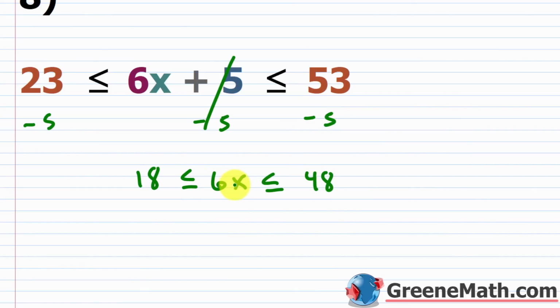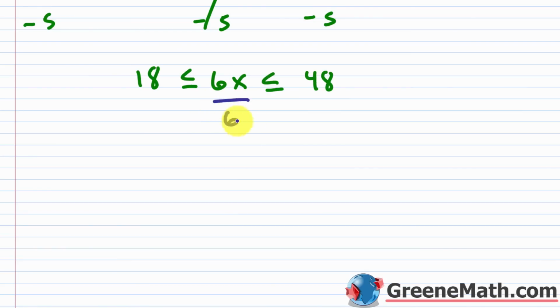All right, so I want to isolate x, and we have 6 that's multiplying x. So let's divide each part here by 6. And so all the way on the left, 18 divided by 6 is 3. This would be less than or equal to, this is going to cancel and give me x. We'll say this is less than or equal to 48 divided by 6, which would be 8. So x here is greater than or equal to 3 and less than or equal to 8.